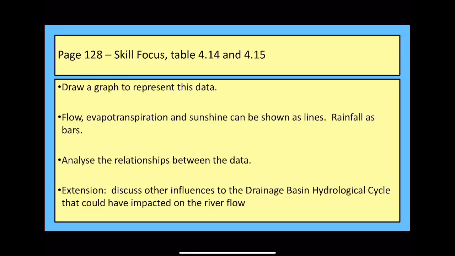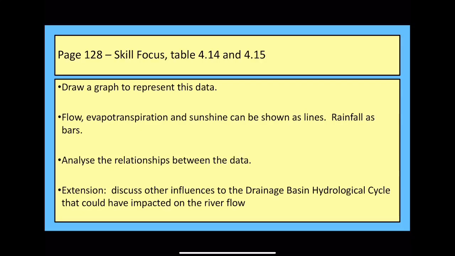So on page 128 of the textbook, there is an area at the bottom called Skills Focus, and it gives you a table with the average flow of a river, the rainfall in the area, and the sunshine hours. There is also a table slightly higher up the page, table 414, which has evapotranspiration for certain months of the year, April through September. So what you need to do is have a go at representing this data on a graph.